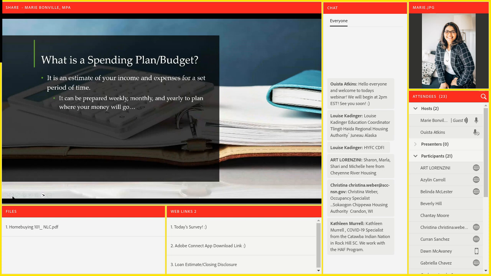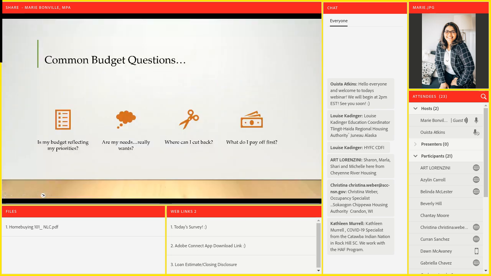taking the time to track your income and your expenses, and then also estimate for yourself, how much am I going to have to spend this week? And then go from each week to each month to a plan for the year. Does that make sense? The other thing is, you want to ask some common budget questions, like, is my budget reflecting my priorities? When I look at my statement, what do I see? When I look at my plans, do they make sense?